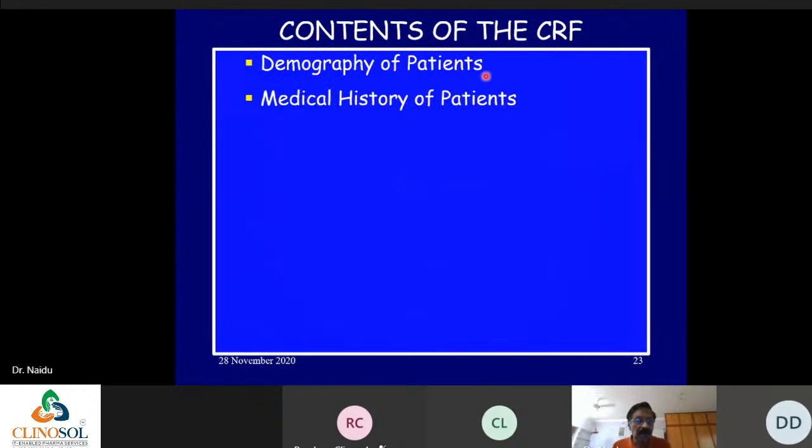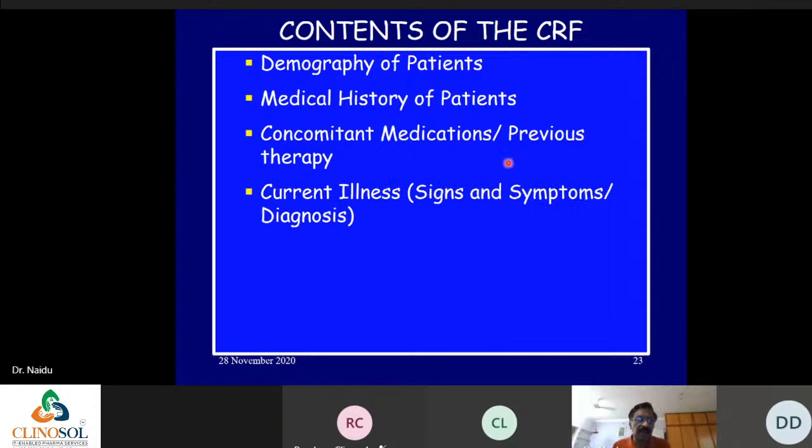Demographic of patient, medical history of patient, concomitant medication and previous therapy. These are all the components will be present in any case record form for any clinical trial. Current illness, sign and symptom and diagnosis, study medication and dosing detail.